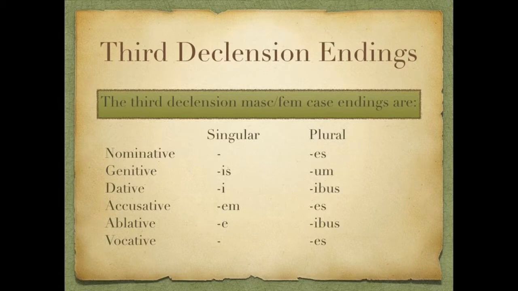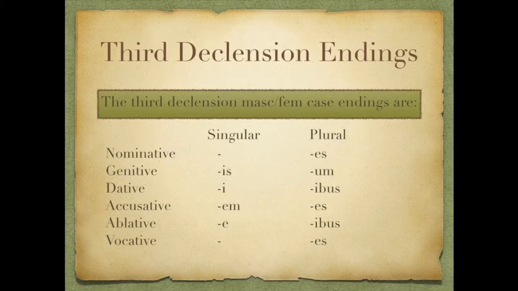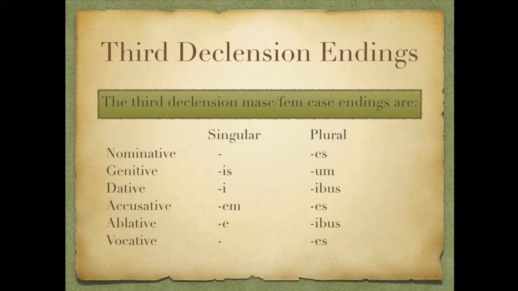When we get to the plural, nominative plural ending is es, genitive plural is um, dative plural is ibus. Accusative plural is es. And then ablative plural, again, ibus. And then vocative plural, same as the nominative plural, ends in es. So a few more endings to memorize. Notice there is some overlap from first-second declension nouns. So make sure you keep those things straight.